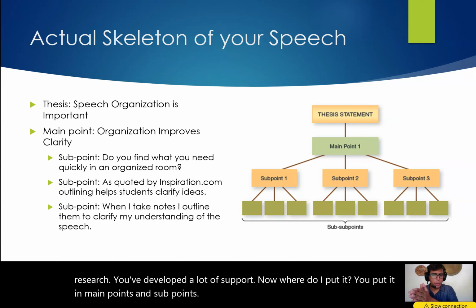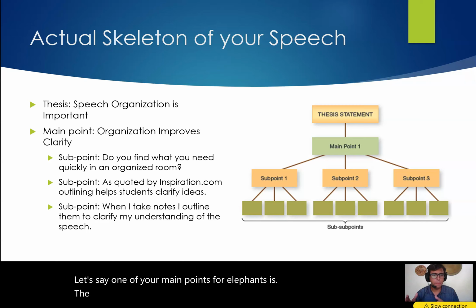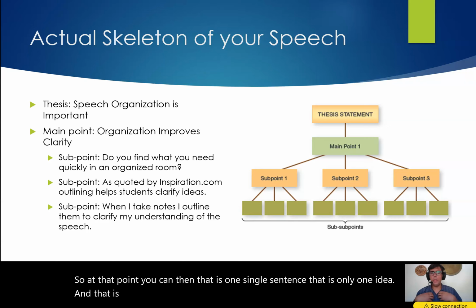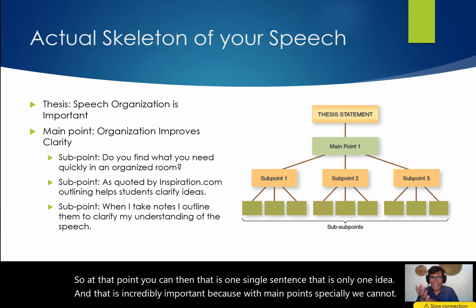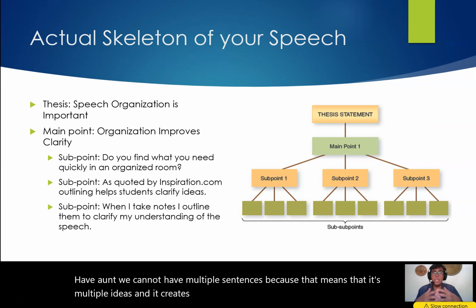Let's say one of your main points for elephants is poaching, the illegal selling of ivory. That is one single sentence that is only one idea. And that is incredibly important because with main points especially, we cannot have multiple sentences, because that means that it's multiple ideas and it creates less focus for the entire speech and for the entire organization.